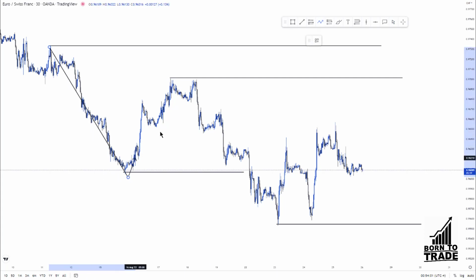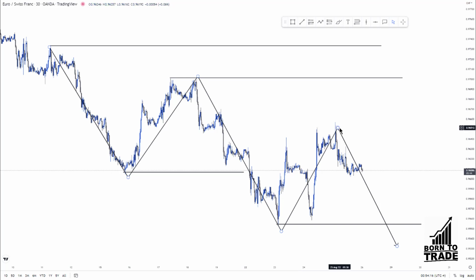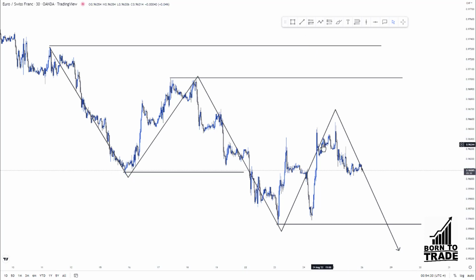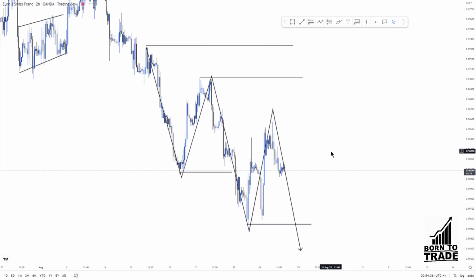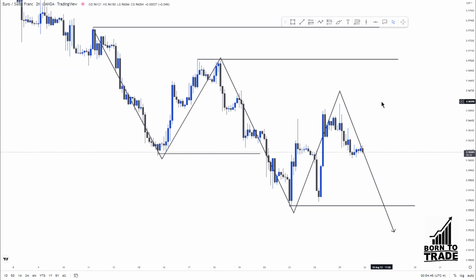This is one leg, this is the pullback, and this is another leg. And what are we expecting to see? We are expecting to see a pullback that will push price lower. What you need to understand is that we have supply and demand zones here that will actually pull price lower. What people don't actually understand is the particular supply or demand zone that will make price continue pushing lower. So let's go to the 2 hours time frame so you can see this clearly, and I hope this makes it more clear.